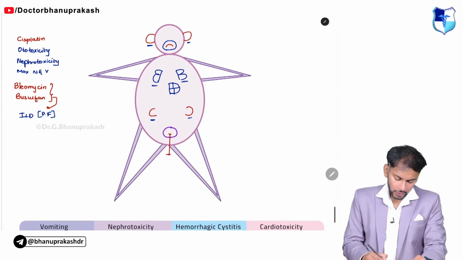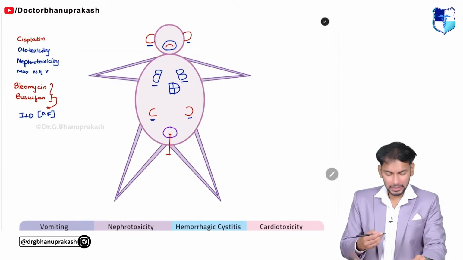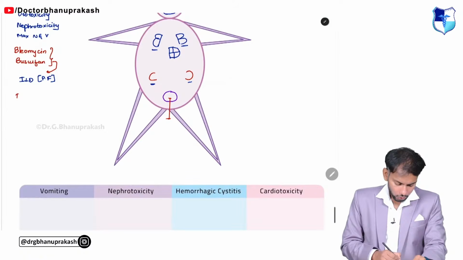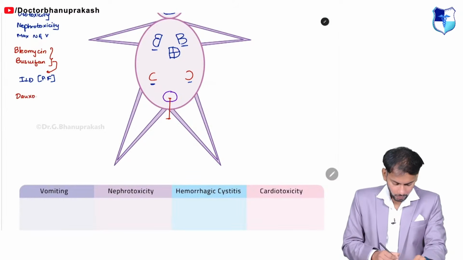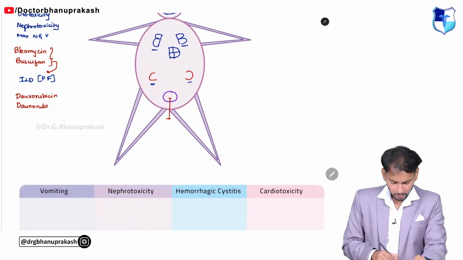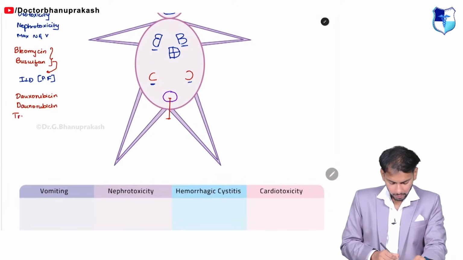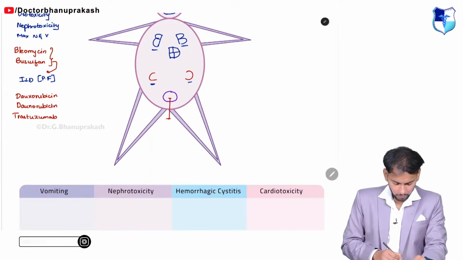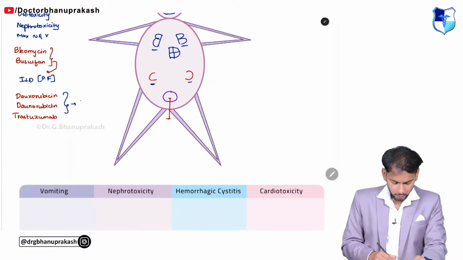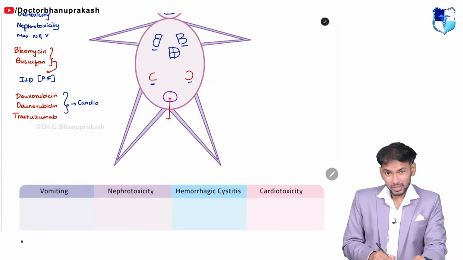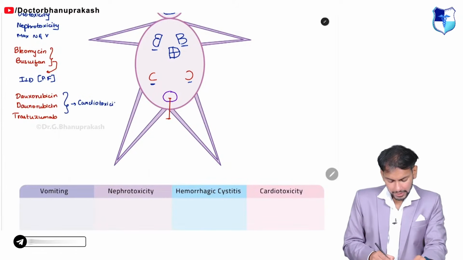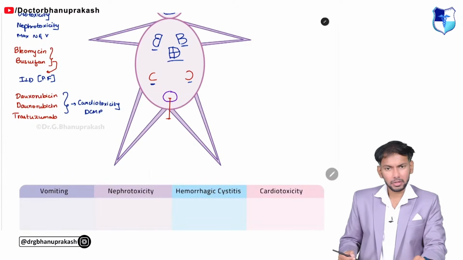Now, coming to the heart. How did I draw the heart? D and T. D for doxorubicin and daunorubicin. T for trastuzumab. All of these will cause cardiotoxicity. Which cardiotoxicity will it cause? It will cause dilated cardiomyopathy. So we are done with this also.